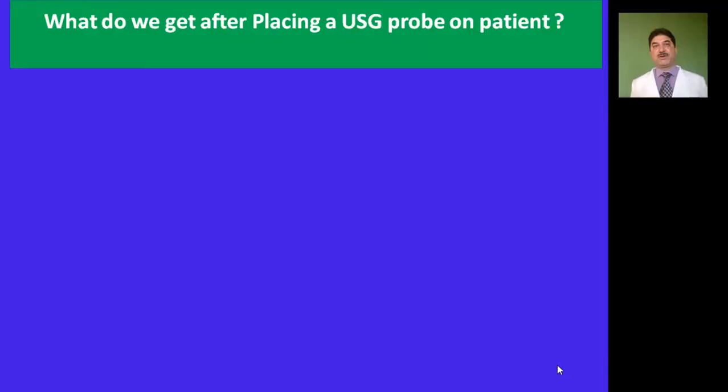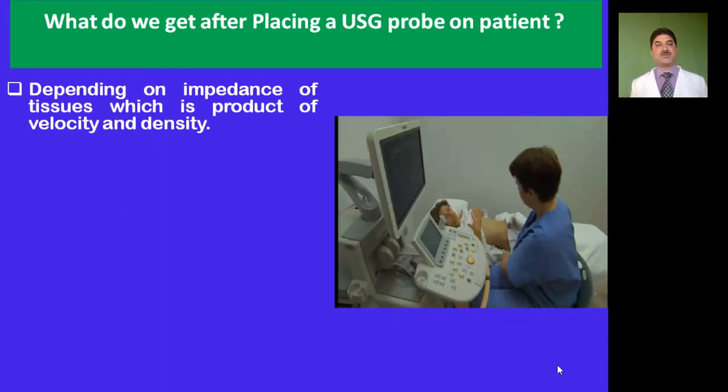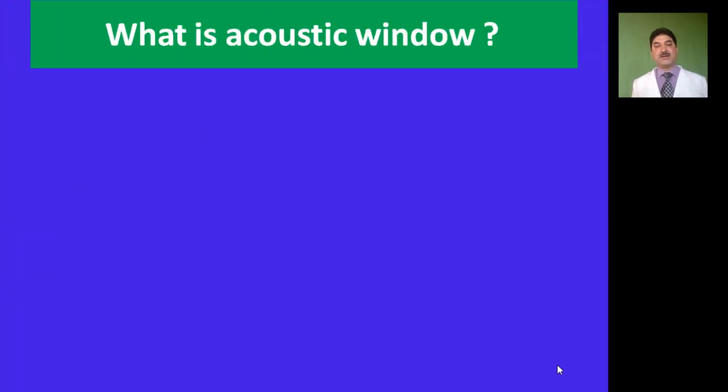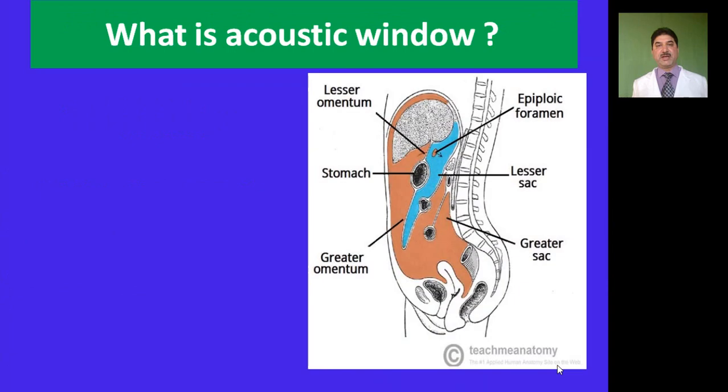What do we get after placing the USG probe on a patient? Depending upon impedance of tissue, which is the product of velocity and density, these ultrasound waves get either absorbed, reflected, or refracted from the tissues of the body.